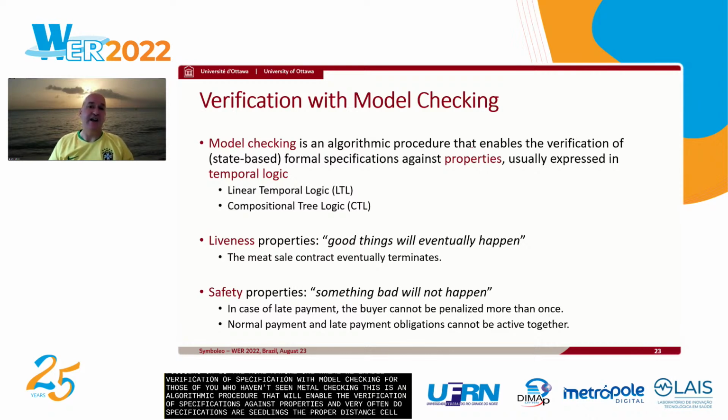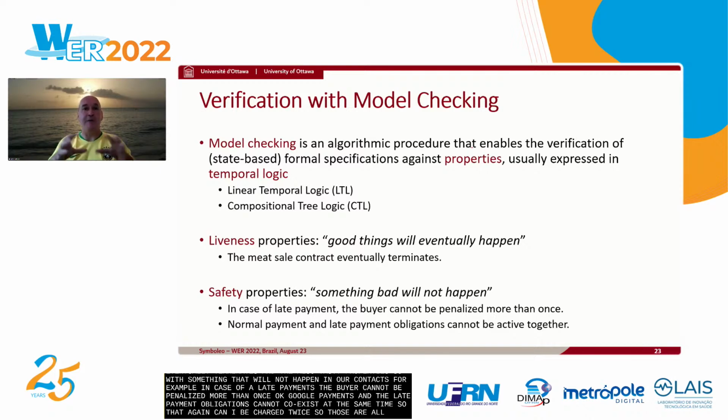The properties themselves, in our case, since we have selected a specific model checking tool as a target, that tool is supporting a linear temporal logic, LTL, and computation tree logic, CTL. And using those temporal logic languages, one can specify additional requirements on the specification, such as liveness properties, where we check that good things will eventually happen. For example, the meat sell contract eventually terminates. And also safety properties. So something bad will not happen. In our context, for example, in case of a late payment, the buyer cannot be penalized more than once. Okay? Or the normal payment and the late payment obligations cannot coexist at the same time, so that again the buyer cannot be charged twice.